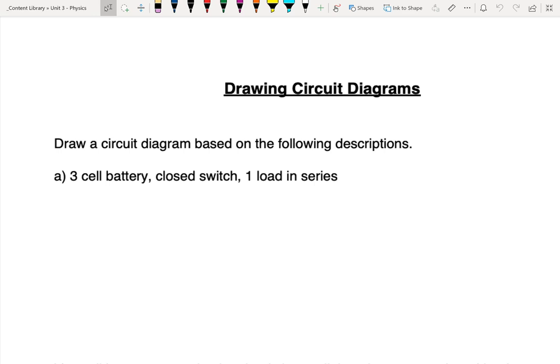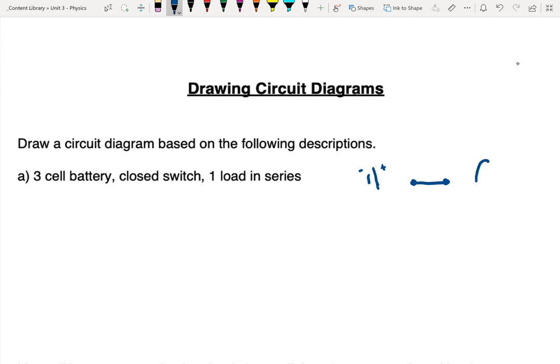In our first one, we want to draw a circuit that has a 3-cell battery, a closed switch, and one load in series. There's a couple things here that we want to keep in mind. Remember, a cell looks something like this. There's one cell, we have our negative end, and we have our positive end. A closed switch: a switch would technically look something like this, but if it's closed, remember, closed means that electrons can flow, so it's going to be a solid line. And then a load. In this case, we've done a light bulb, so a load would look something like that. And we need to keep in mind that it's in series. So again, a cell, switch, load.